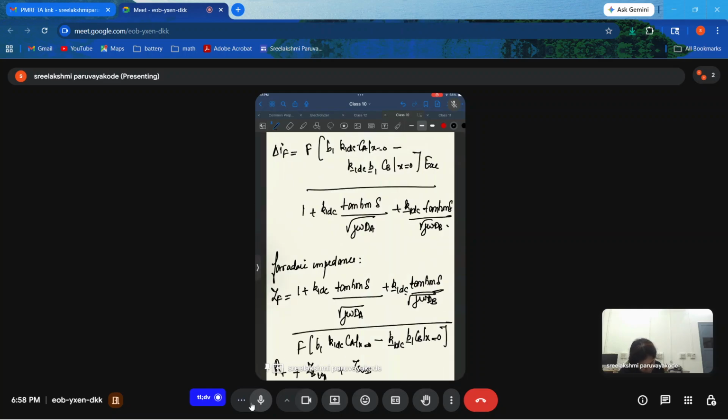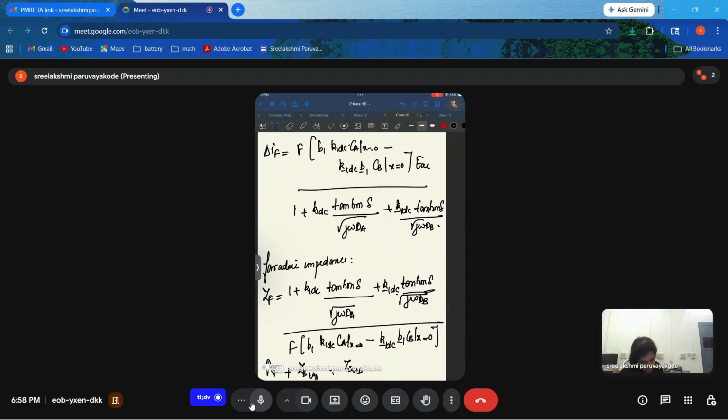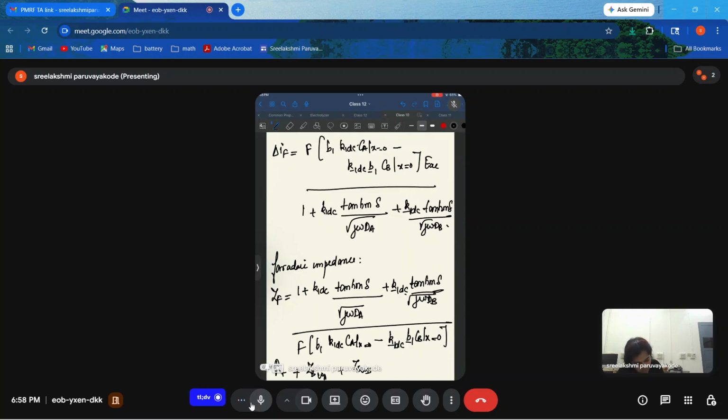Take this one. So n is equal to 1 plus k1 dc tanh(m delta) by root of j omega dA, plus k minus 1 dc tanh(m delta) by root of j omega dB, the whole divided by f into d1 k1 dc cA at x equal to 0 minus k minus 1 dc cB at x equal to 0. This is the equation we are going to use.